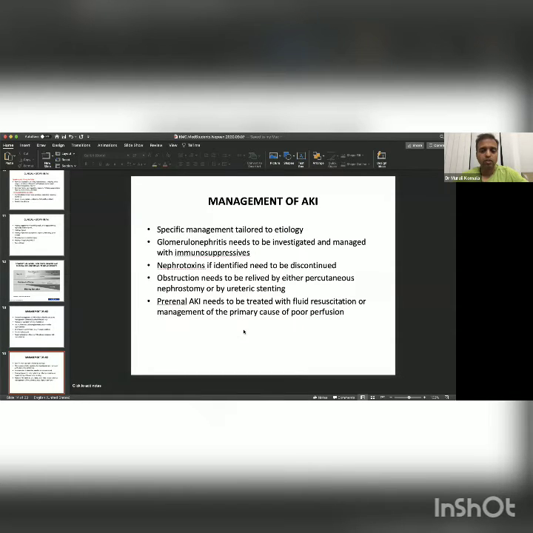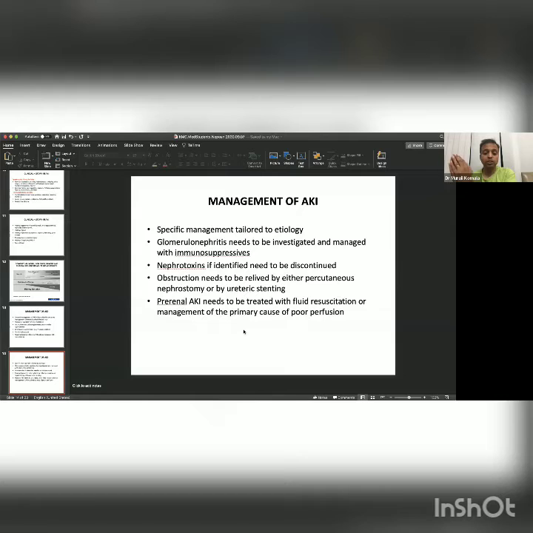So the management should be tailored to the etiology. For example, if it's a vasculitis or an immune problem, you give them steroids. Glomerulonephritis is an immune problem, needs to be investigated and managed with immunosuppressants. That could be steroids, cyclophosphamide, cyclosporin, tacrolimus, a lot of medication that we can use. For example, if you have someone who's been using drugs or nephrotoxins, for example, if they've been using amphetamines, or if they've been abusing cocaine, or if they've been abusing non-steroidal agents, then you have to identify that, and that needs to be stopped immediately.